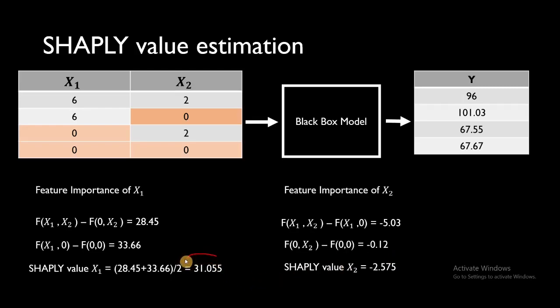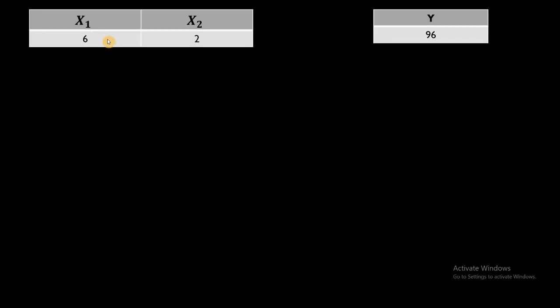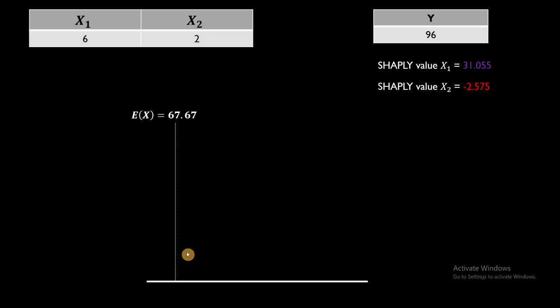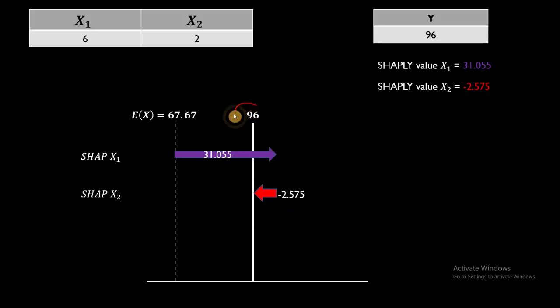From here we can see that x1 has a very positive impact, whereas x2 has a negative impact on my output. To visualize, this is our data set, this is our Shapley value, and our expected value of y is 67.67. This will be our base, and from that base we'll calculate how each feature is contributing. For x1, the Shapley value pushes the base value up by 31.055, and the Shapley value of x2 pushes it leftwards because its value is negative, and finally we achieve our target, which is 96.